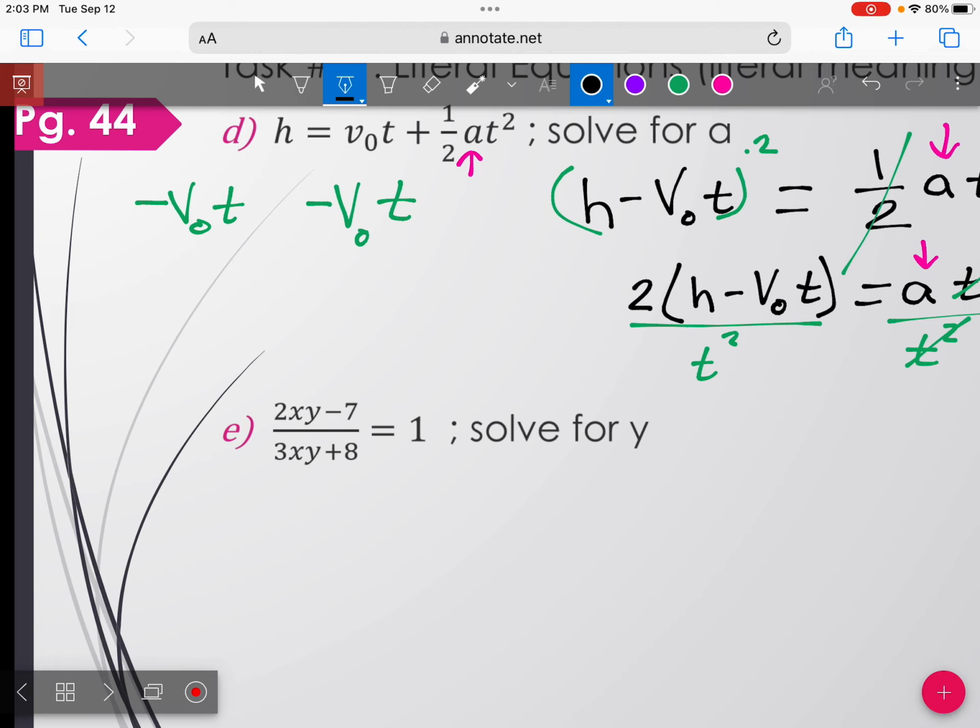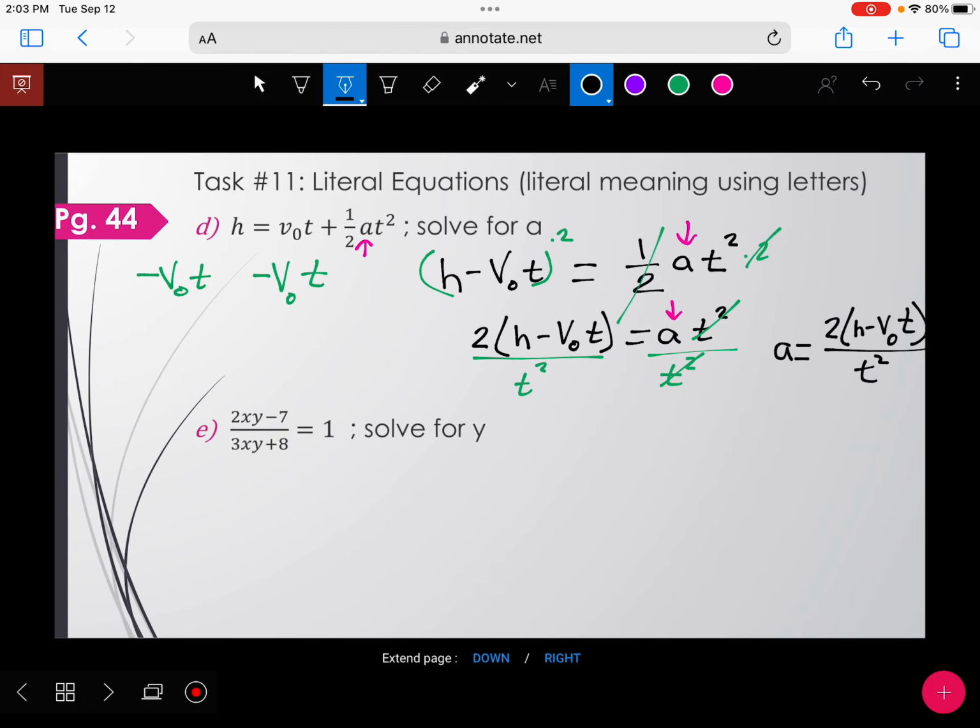The bottom one is by far the grossest. It is the grossest one in here. For D, it's this hot mess over here. This is the answer for part D. A equals 2 times parentheses H minus V naught T over T squared. It's gross and messy.